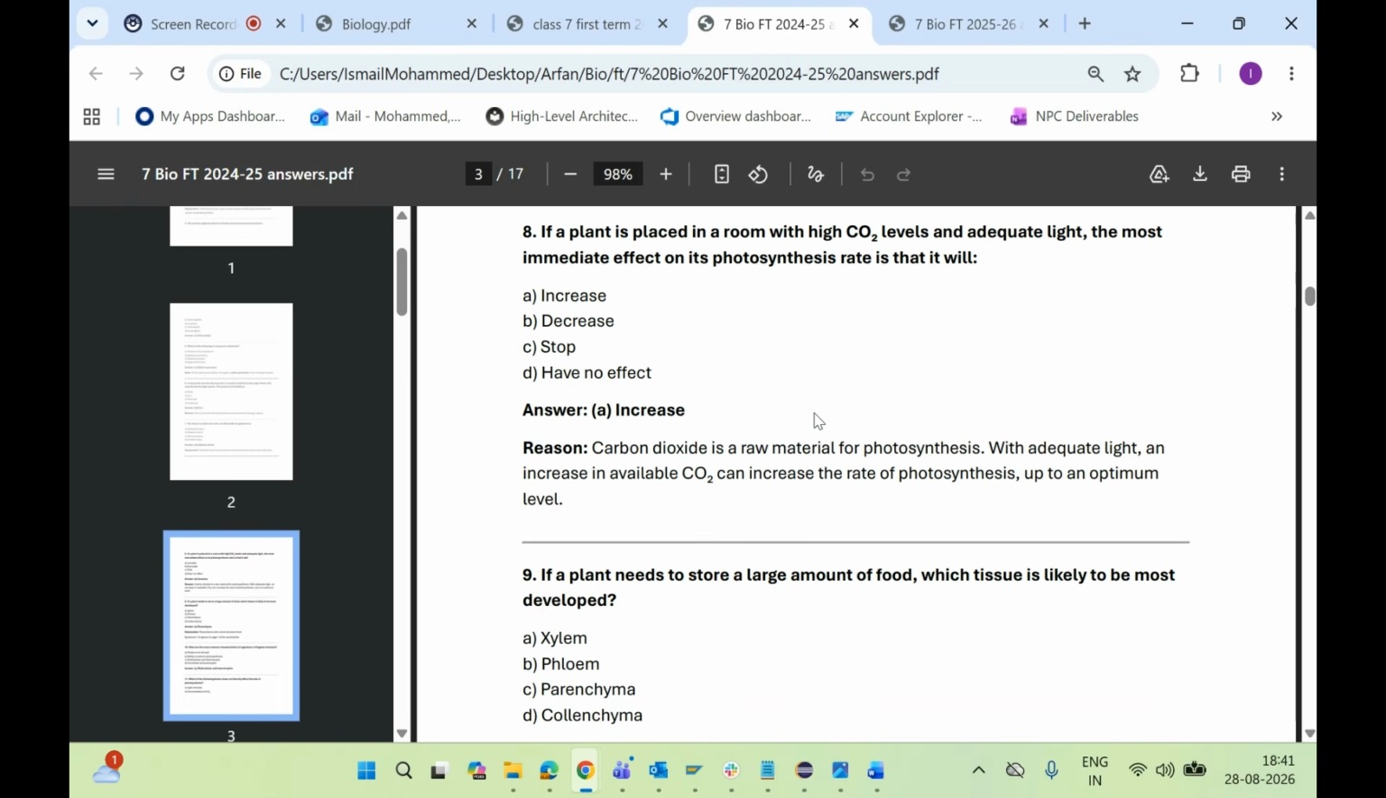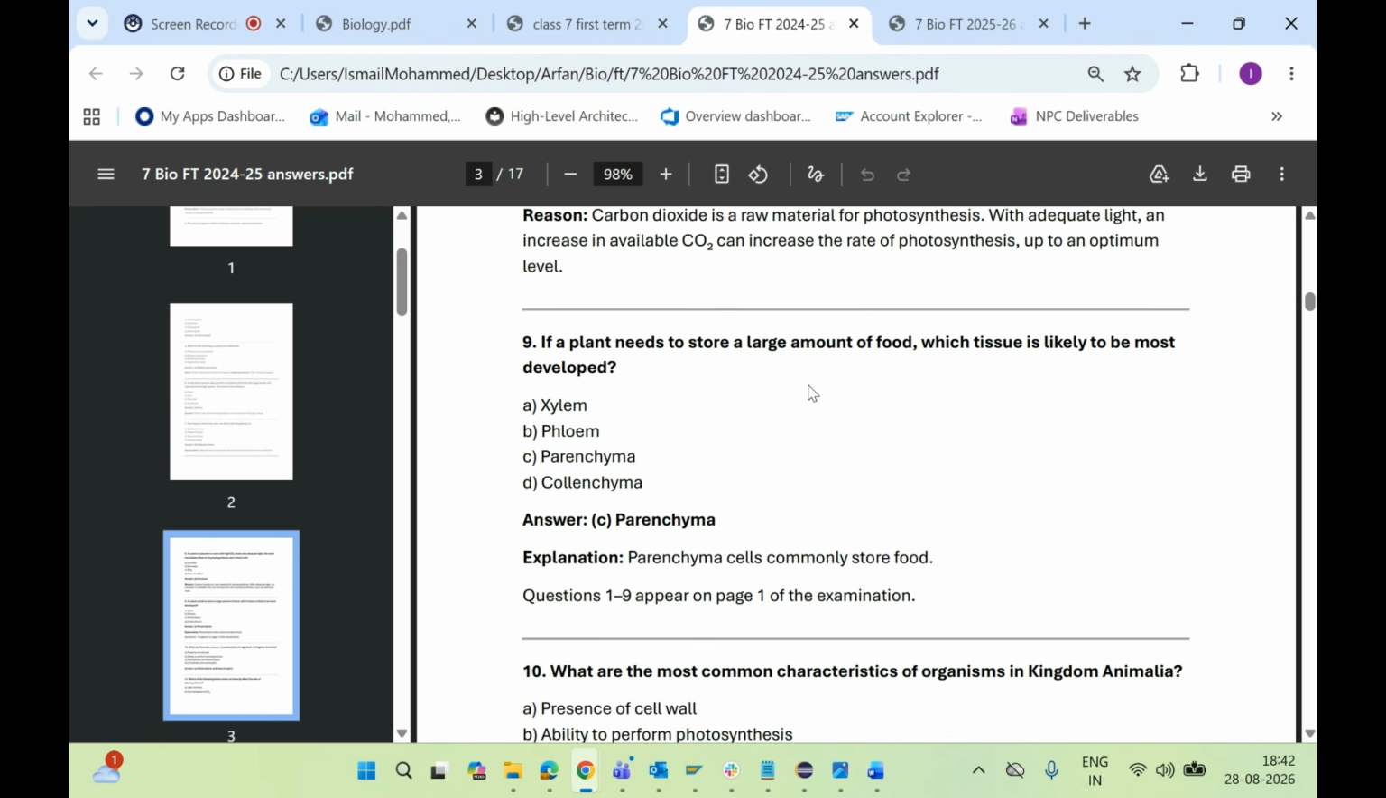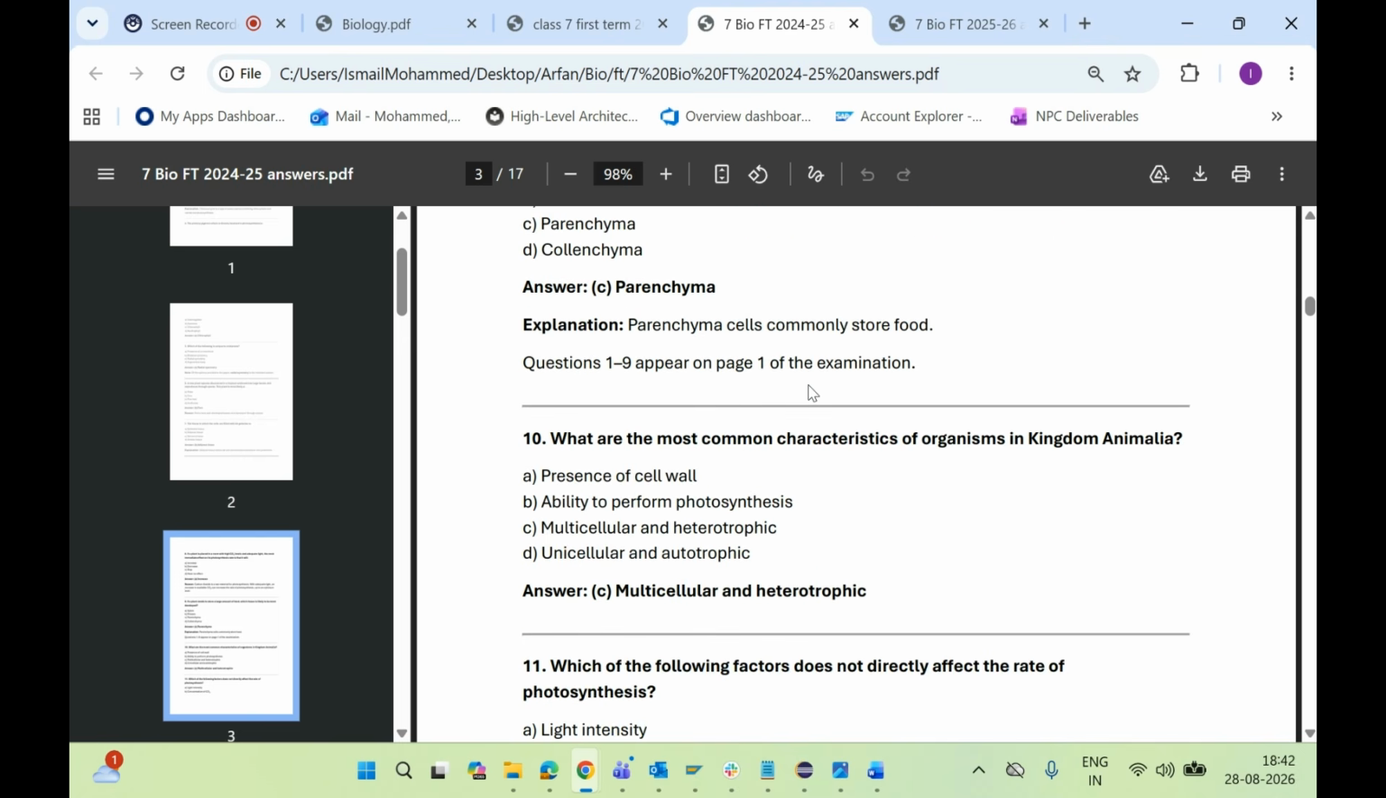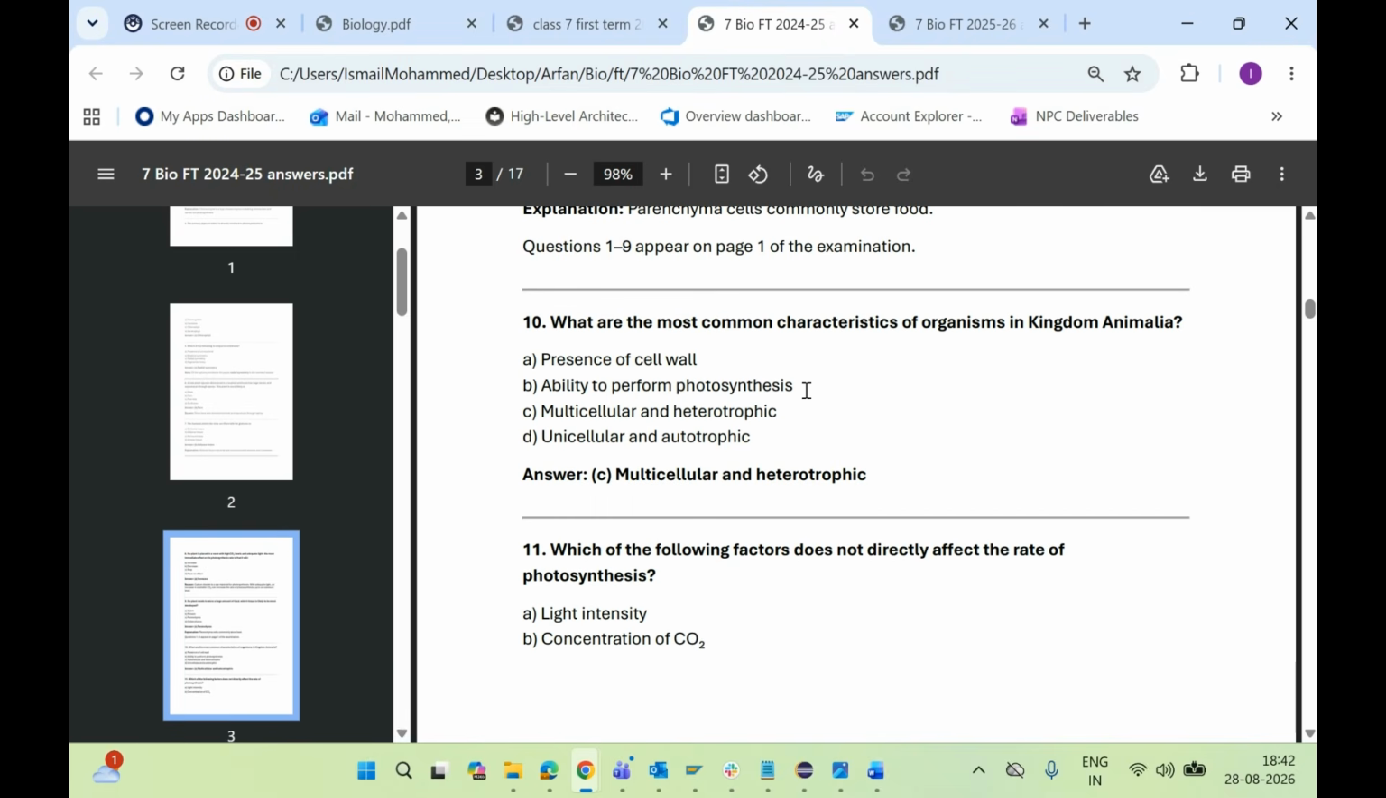Next one, if a plant is placed in a room with high CO2 levels and adequate light, the most immediate effect on its photosynthesis rate is that it will increase. So, as we know, photosynthesis will increase as the level of CO2 increases, as there is sufficient light, sufficient water. Based on all these things, the level of photosynthesis increases. If a plant needs to store a large amount of food, which tissue is likely to be most developed? It is parenchyma.